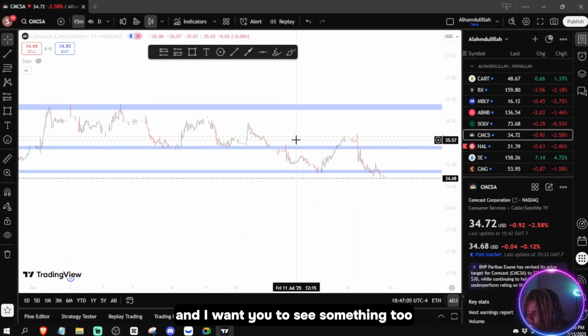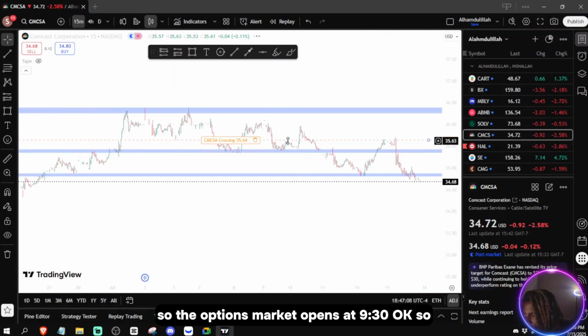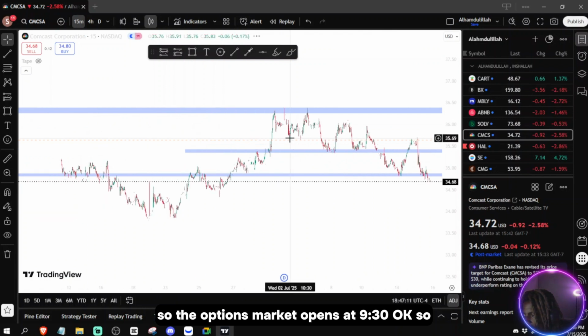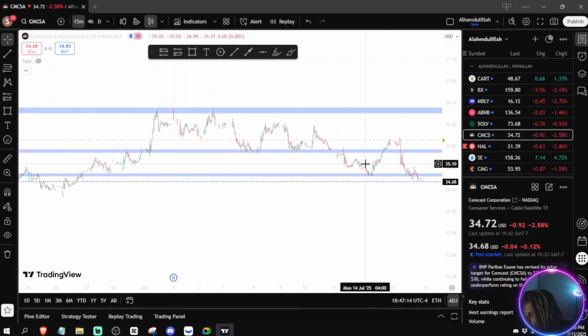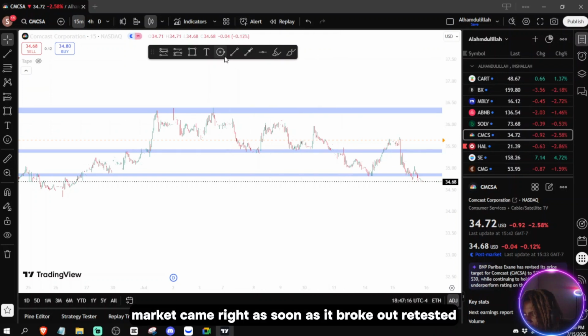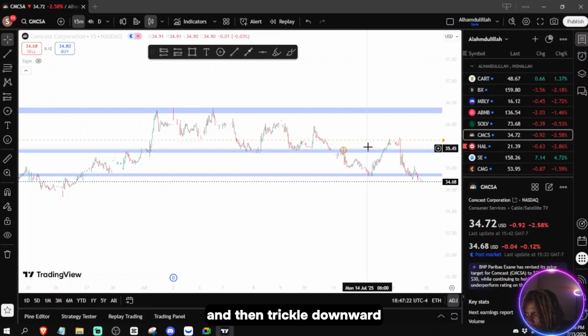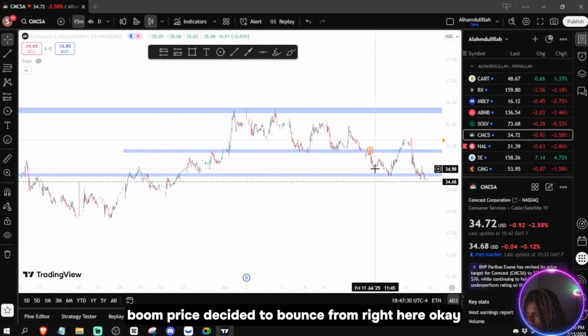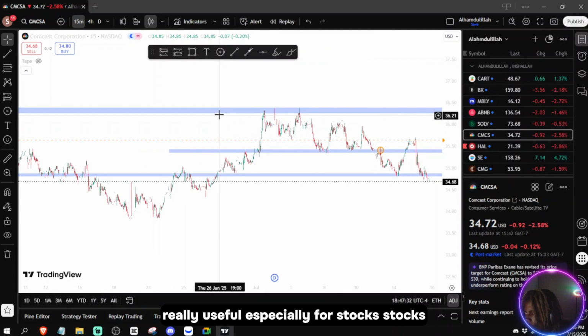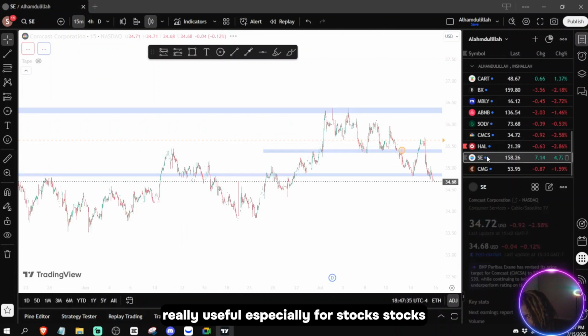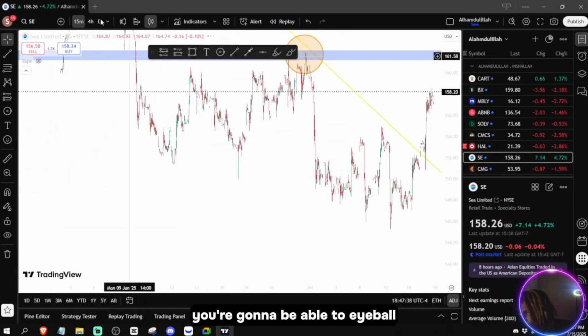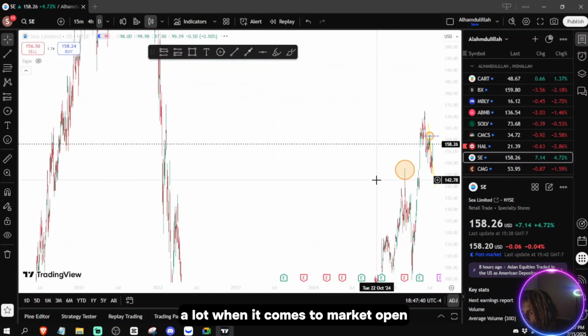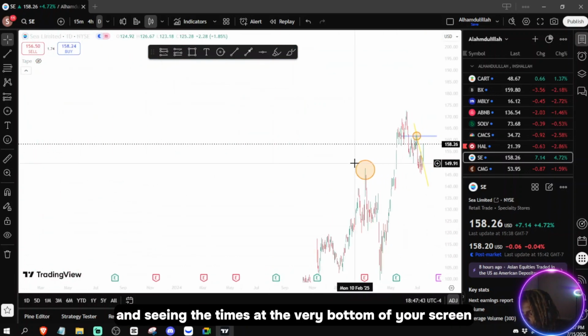And I want you to see something too. This is also really cool. So the options market opens at 9:30. Okay. So right here, as soon as it broke out, it retested and gave an entry right when the market opened, and then trickled downward. Okay. And then guess what? Right when market opened again, boom, price decided to bounce from right here. Okay. So market open is going to be really useful, especially for stocks. With stocks, you're going to be able to eyeball a lot when it comes to market open and seeing the times at the very bottom of your screen.